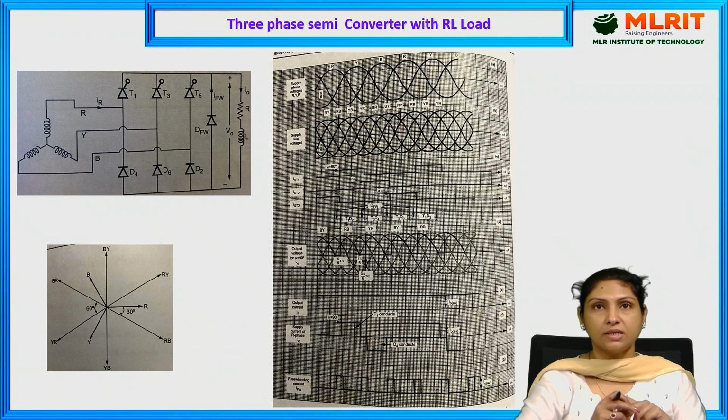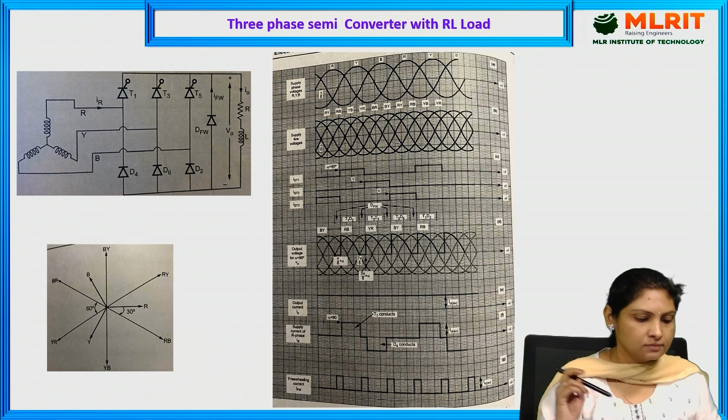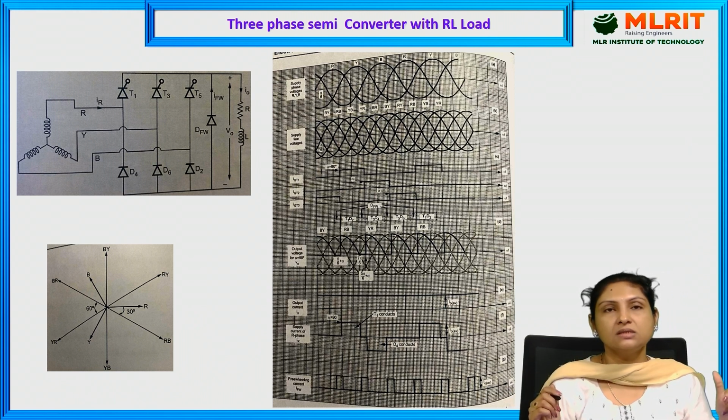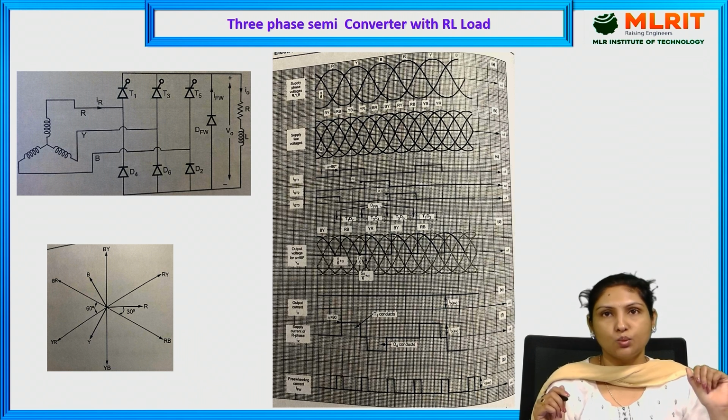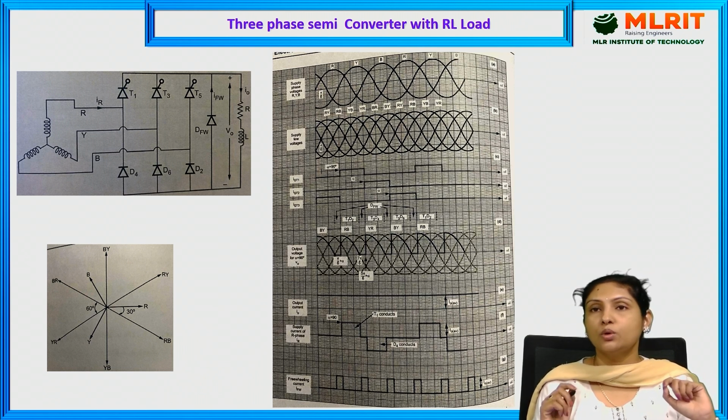And in today's lecture, I'll be discussing the three-phase semi-converter with RL load. Here, half of the devices are thyristors and half of the devices are diodes, so we call it a semi-converter. And here we are making use of an RL load, and at the same time a freewheeling diode is connected across the load in order to eliminate the negative spike.